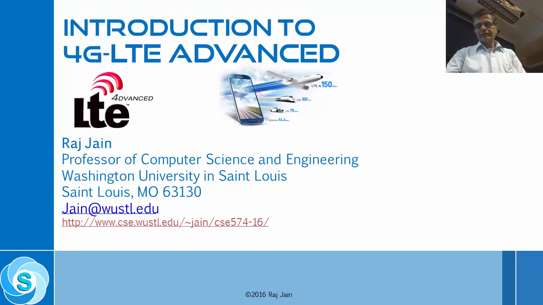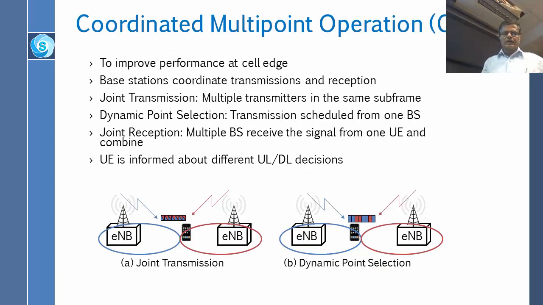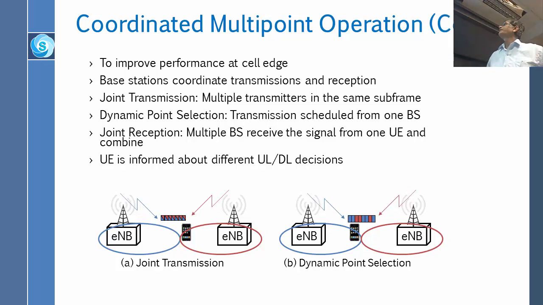So continuing on LTE-Advanced, we are talking about CoMP, and we had defined CoMP before, coordinated multi-point operation, where two neighboring cells are coordinating, and sometimes even sending an almost blank subframe. No, this was not almost blank, but basically they are coordinating so that they don't interfere with the same UE, which is at the edge.